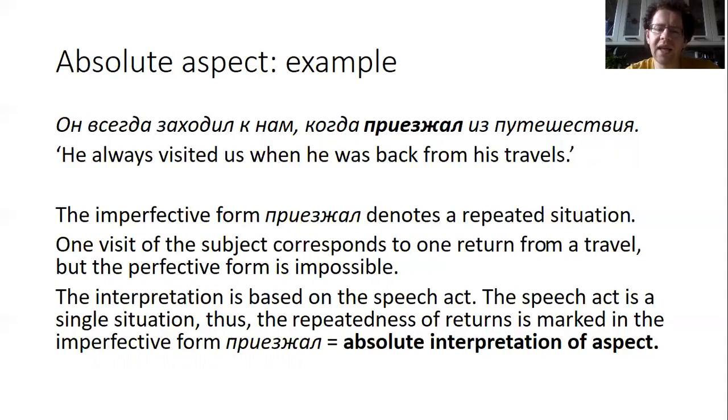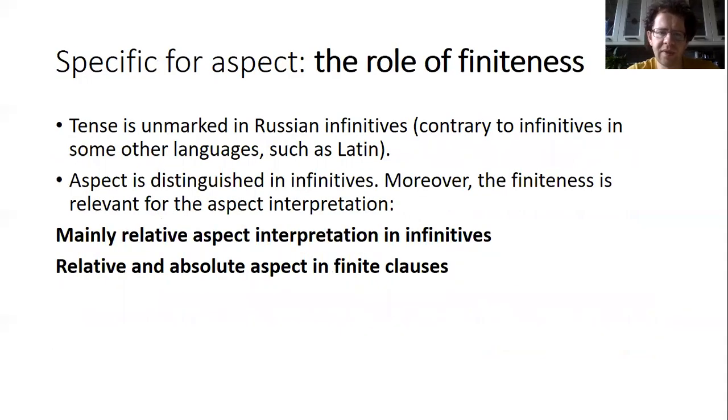And we have an absolute interpretation of the aspect form приезжал. What's specific for aspect as compared to tense is the role of finiteness. For tense marking in Russian, infinitive is irrelevant because infinitive does not have a tense category at all, contrary to infinitives in some other languages, as in Latin. In Russian, no tense is marked on infinitives.